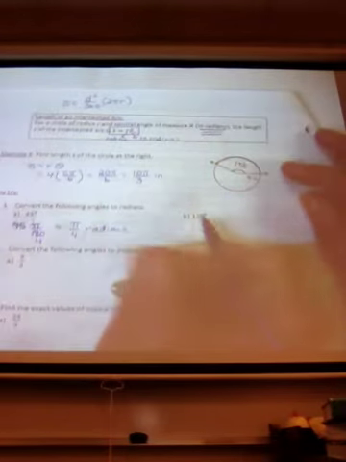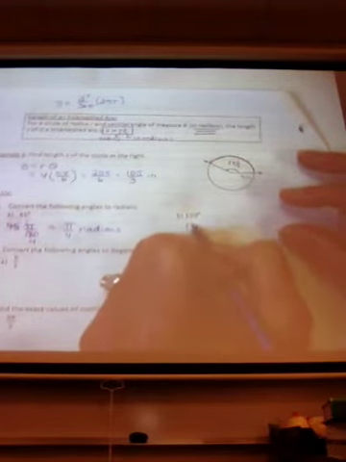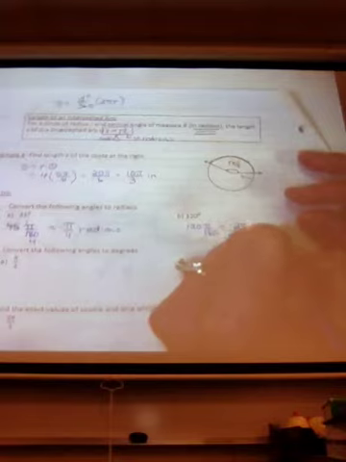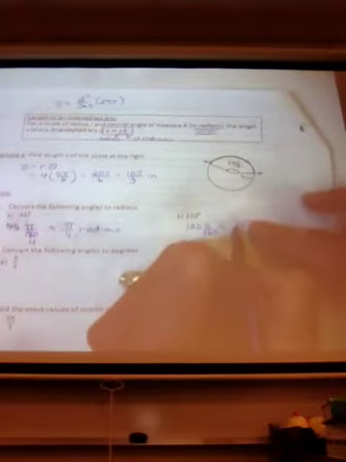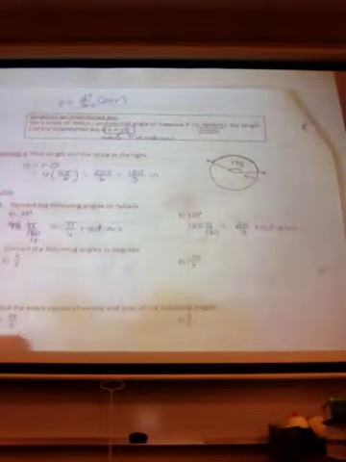Okay, Anna, what would you do on this one? 120 times pi over 180. And that would reduce to 2 pi over 3 radians. And think about our unit circle. Isn't this between 1/2 pi and pi, which is between 90 and 180 degrees? A whole circle is 2 pi, so half of it is pi.